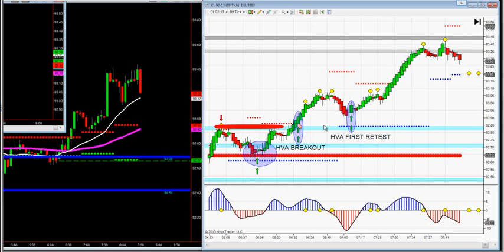So your entry on oil this morning was the HVA breakout, was that bar where my green arrows are at. That's the exact entry bar, the exact bar. Okay, there's no subjectivity on that. There's no thinking about it. That's a definite breakout in the market.